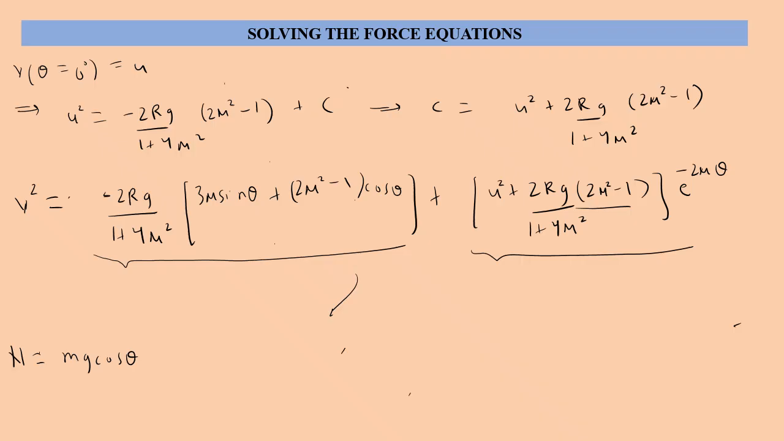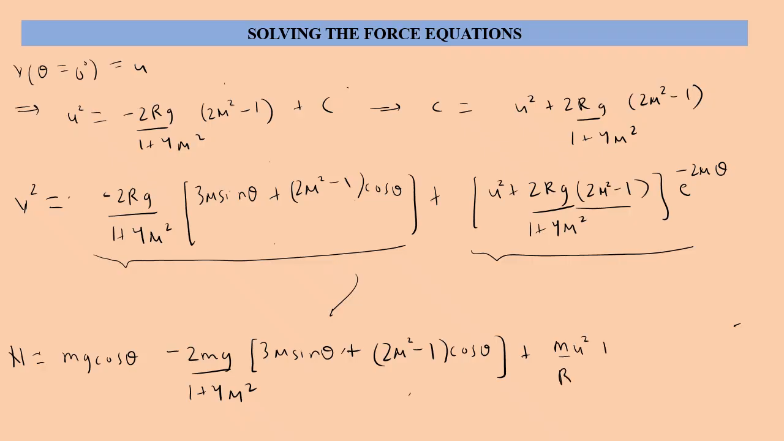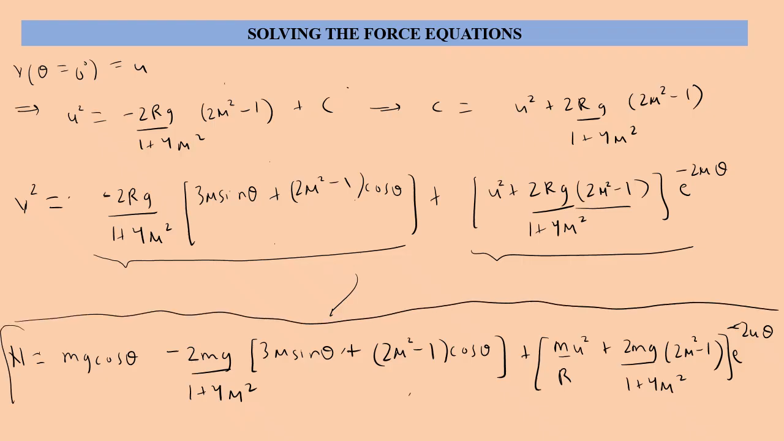So the entire right hand side of the above equation will be multiplied by m over r and added to mg cos theta. So this will be minus 2mg upon 1 plus 4μ², square bracket, 3μ sin theta plus (2μ² minus 1) times cos theta, plus m over r u² is 2mg over 1 plus 4μ² times (2μ² minus 1), multiplied by e to the power negative 2μ theta. This is the second unknown which we had to search, and this is the first one.